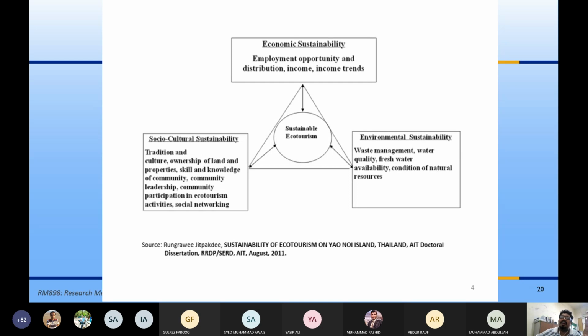Then let's talk about economic sustainability. What do you mean by economic sustainability? I want people to be employed, to have consistent employment, their income should be good, and income should increase in the long term. So that is economic sustainability. But now you're breaking down economic sustainability into further indicators. So you conceptualize sustainable tourism into three dimensions, social, environmental, and economic, and then you define the indicators. That would really help you in understanding it. And then if you plot it on a diagram, that is the conceptual framework.